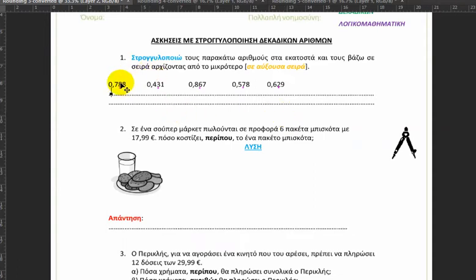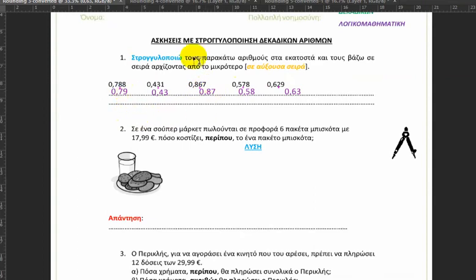This 8 has an 8 after it, so it's going to grow by 1. We're going to get 0.79. Here, this 3 has a 1 after it, so the 3 stays the same. So we get 0.43. This 6 has a 7 after it, so it's going to grow by 1. We're going to get 0.87. This 7 has an 8 after it, so we get 0.58. This 2 has a 9 after it, so we get 0.63.